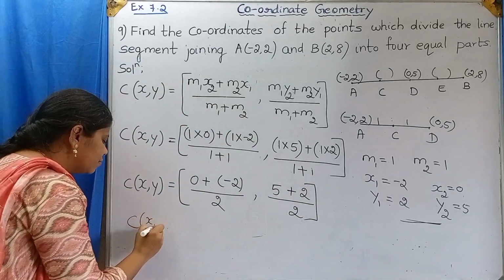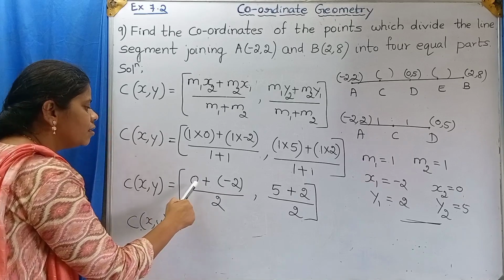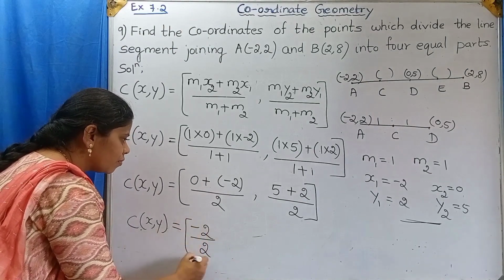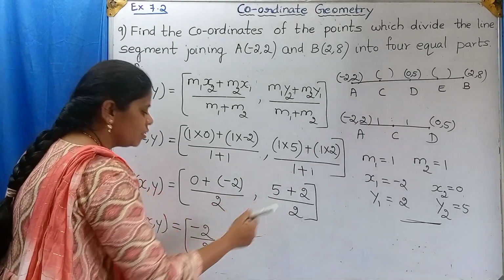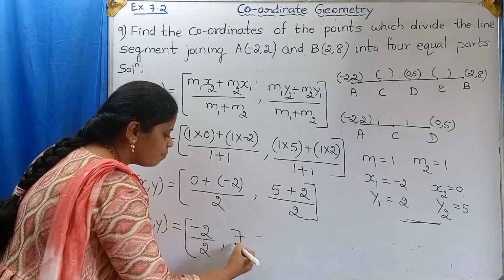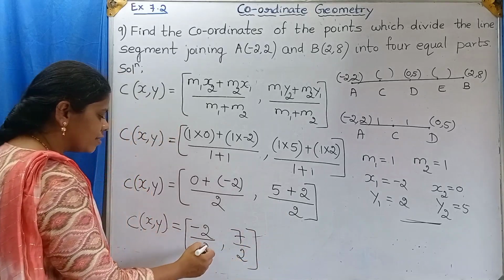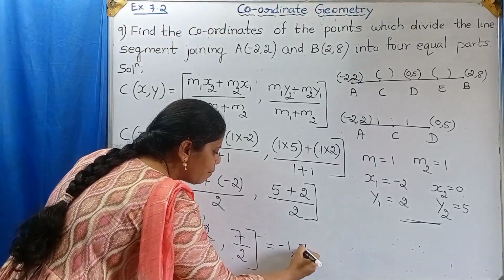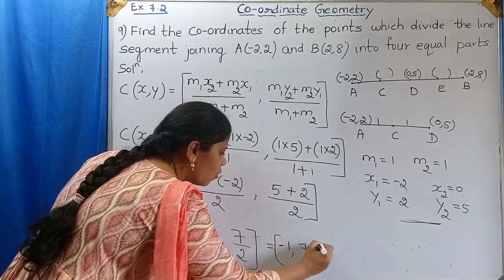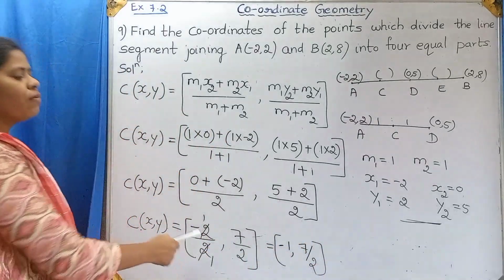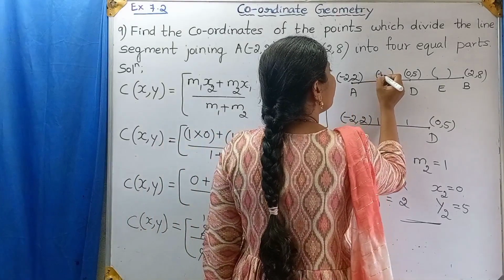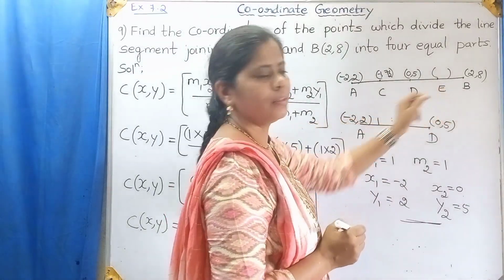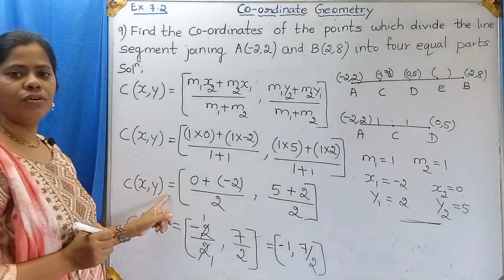C of xy is equal to minus 2 divided by 2, comma, 5 plus 2 is 7, 7 divided by 2. Now look at this. 2 ones are 2. Therefore it is minus 1, 7 by 2. The coordinate of the point C is minus 1, 7 by 2. Now we have to find out the coordinate of the point E. Let me rub this, you can copy down.